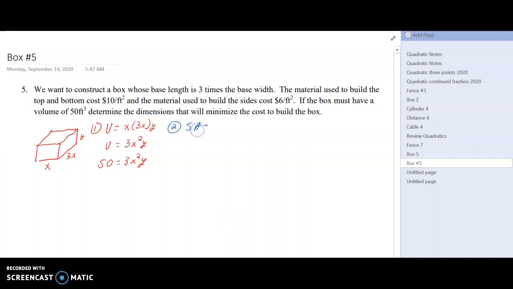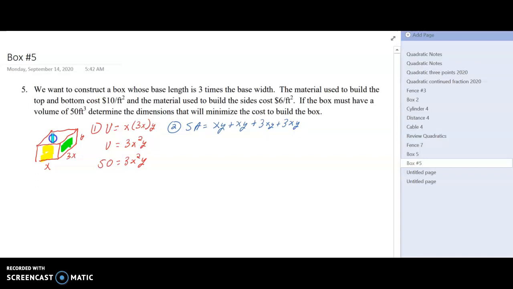We need a surface area. So let's just review surface area. We got the front of the box. I'm going to highlight that in yellow. So the front of the box, the area is xy. And we have the back of the box. Then we have the side of the box, which I'm going to highlight in green. That area is 3xy. We have a left and a right, so there's another 3xy.